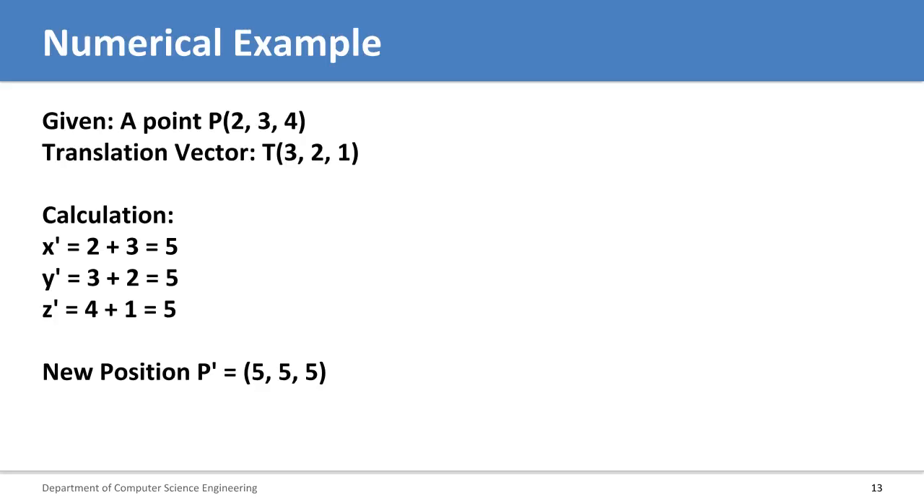Let's understand translation with an example. Suppose we have a point P with coordinates 2, 3, and 4. We apply a translation vector of 3, 2, and 1. By adding these values to the original coordinates, we obtain the new point as 5, 5, and 5. This demonstrates how translation changes the position of a point.